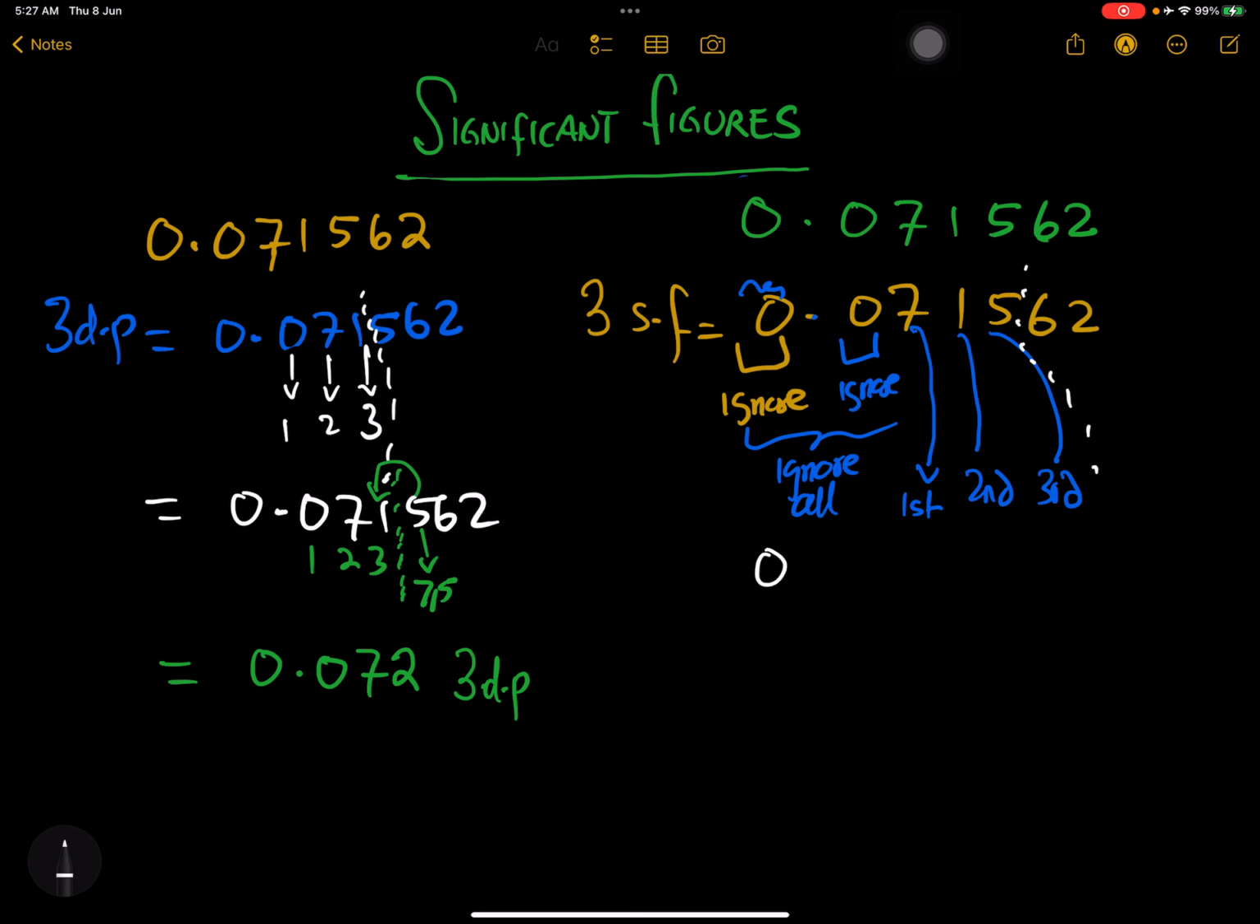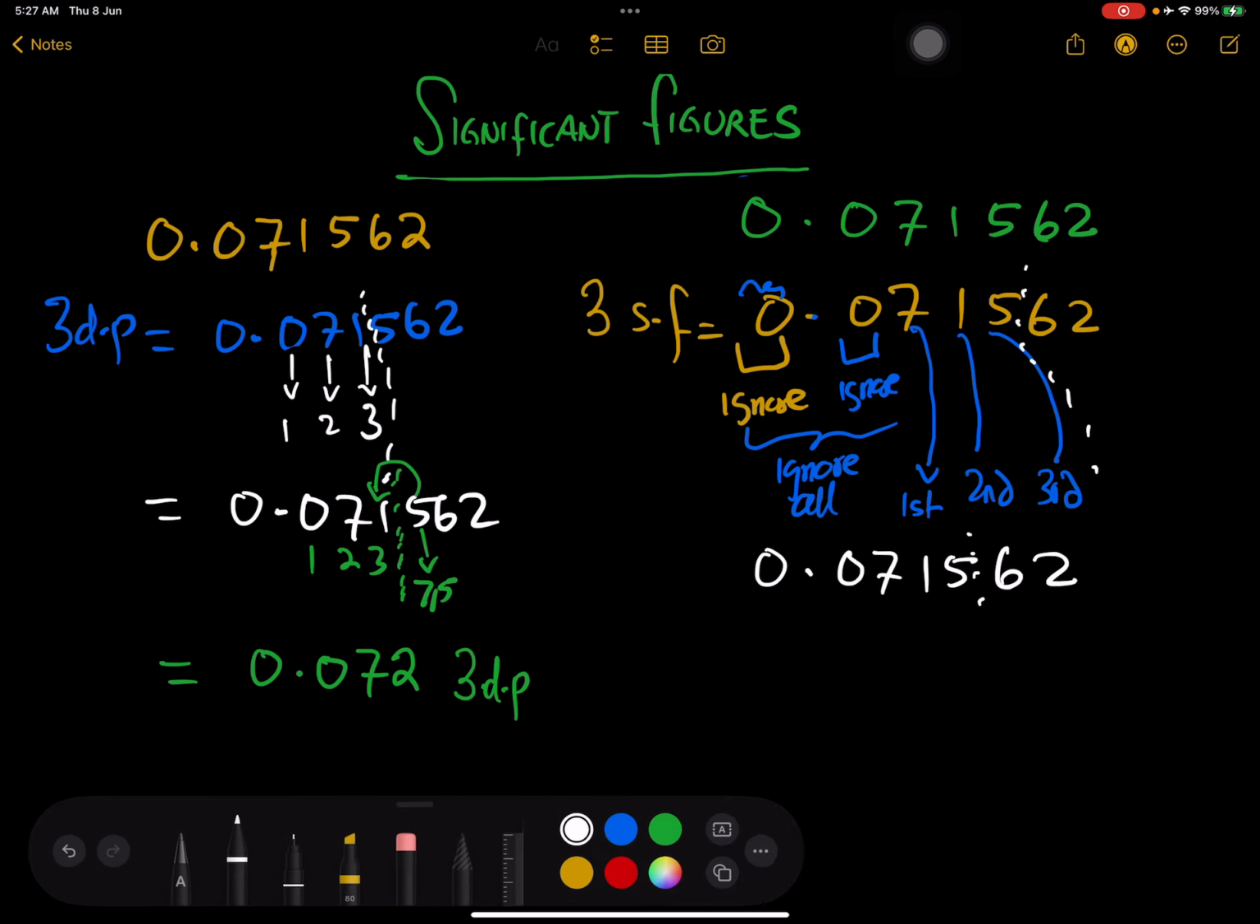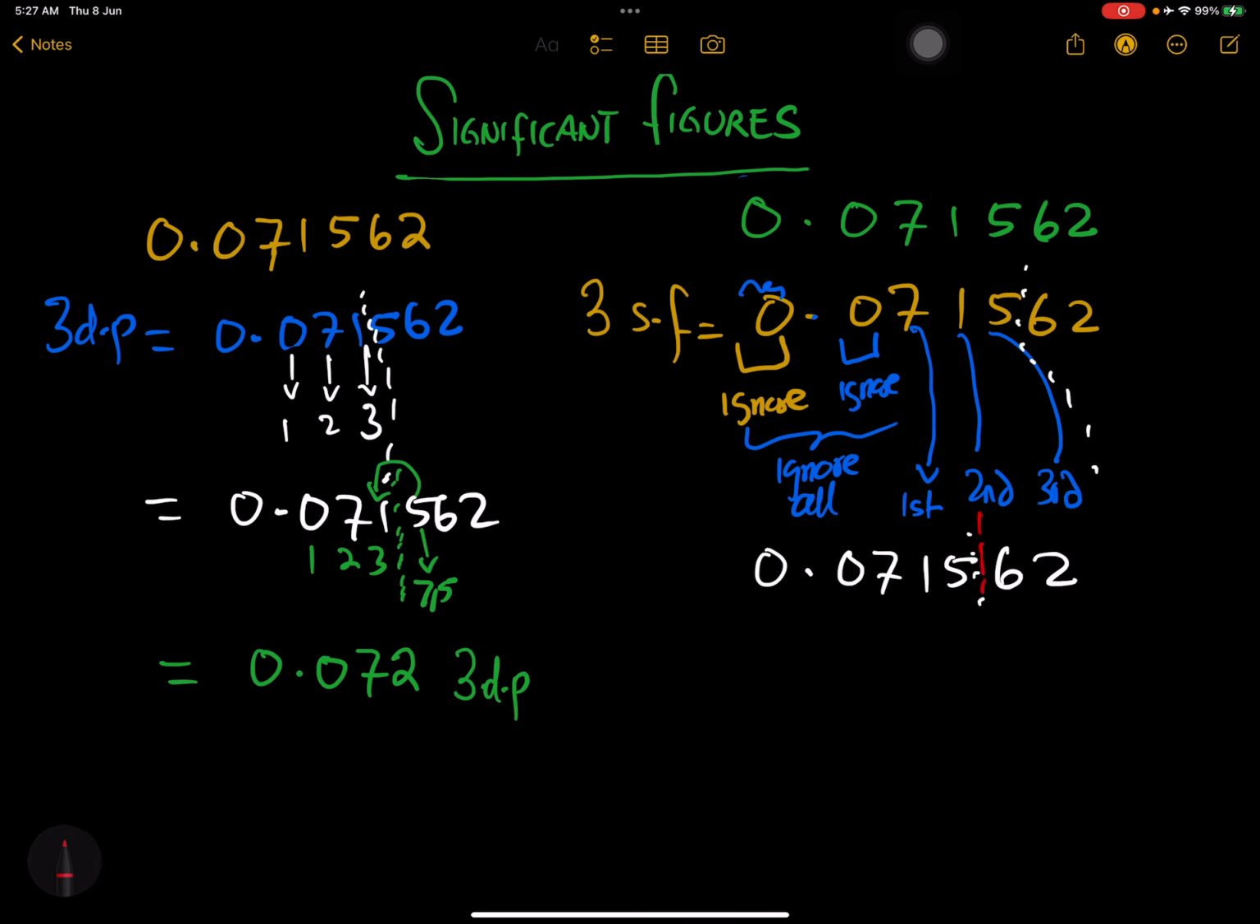But remember, we're going to drop a dotted line right there, so that you're having 0.071562, and the dotted line is right after the 5. Now, is this greater than or equal to 5? And the answer is yes. So we're going to add 1 here. So that's going to be 0.0716. And this is 3 significant figures. I hope this helped.